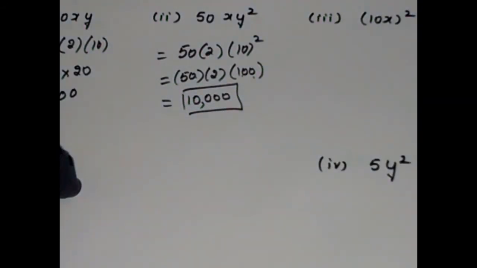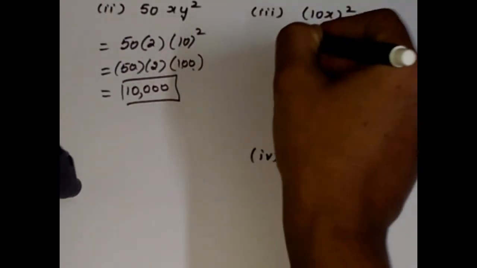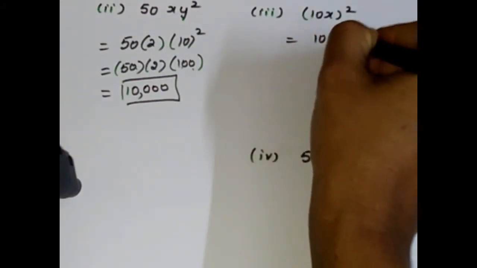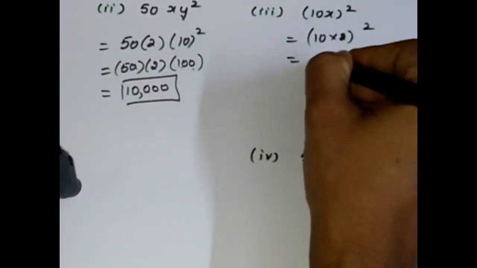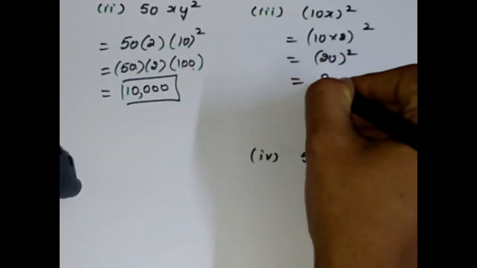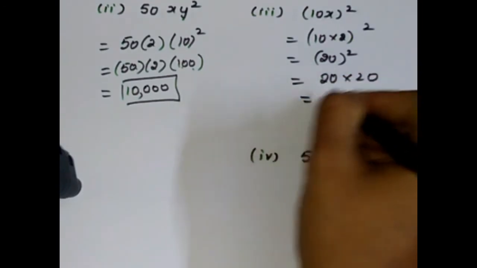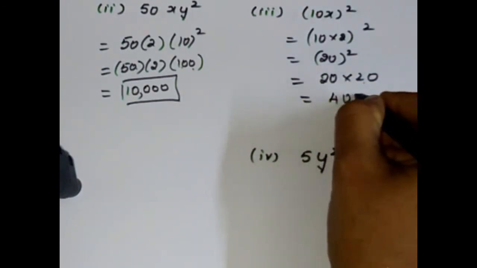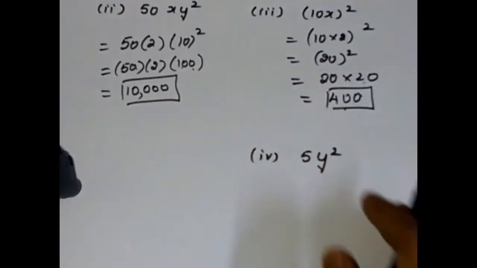Next, question number 3. 10x whole square. What is the value of x? Again, value of x is given as 2. So 10 into 2 whole square. So 10 2s are 20. 20 whole square, 20 into 20. 20 into 20 is 2 2s are 4. 4 into 100 is 400.